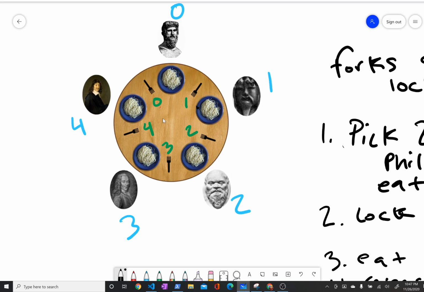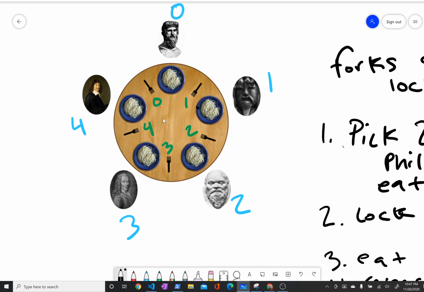Basically, we've got 5 philosophers sitting at a table. I've labeled them here 0 through 4. And at this table, there are 5 forks, 0 through 4, also labeled in green. The philosophers need to hold 2 forks in their hands to eat their spaghetti. If they try to eat the spaghetti without 2 forks, then they won't be able to. They can pick up the forks, put the forks down, and eat spaghetti.